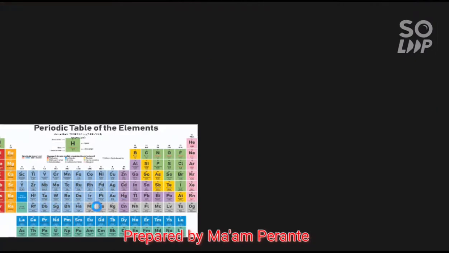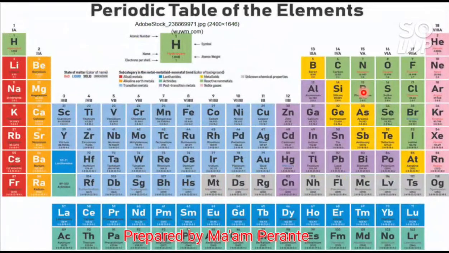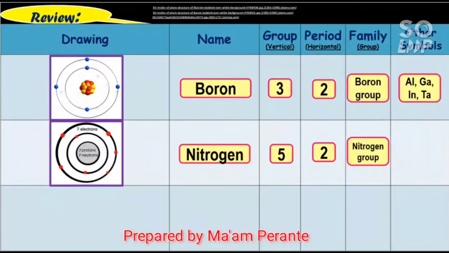Along with the nitrogen group, we can find phosphorus, arsenic, antimony, and bismuth. So these are the nitrogen group. Nitrogen is positioned in period 2, group 5. Okay, going back. So the nitrogen group are phosphorus, arsenic, antimony, and bismuth.